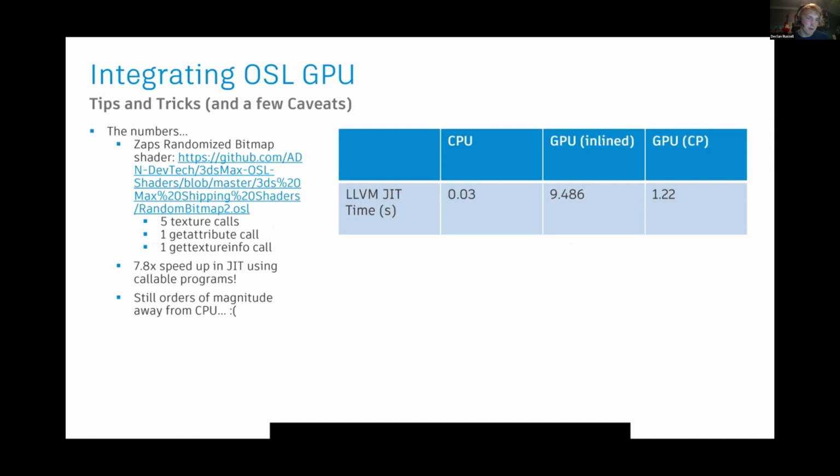So let's look at the numbers using one of the shaders that Zap mentioned earlier from Max. We're using the randomized bitmap shader. It's got 5 texture calls, a get attribute call, and a get texture info call. This used to take about 9.5 seconds, and after all our optimizations, it's taking about 1.2 seconds, which is roughly a 7.8 times speedup, which is great, but compared to CPU, we're still orders of magnitude away, and we need to do better, which we're still working on.